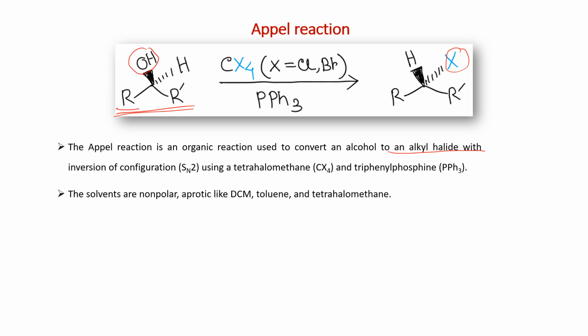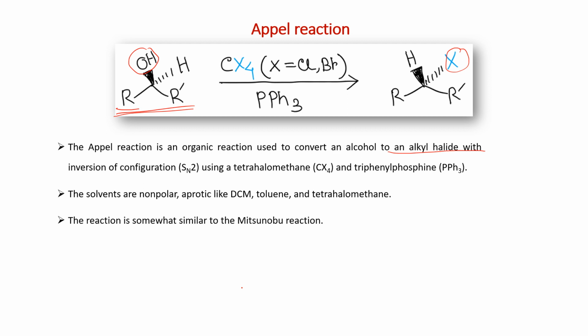Now here the solvent that we are going to use is a non-polar aprotic type of solvent like dichloromethane, toluene, tetrahalomethane. Now why is it so? It is because it is an SN2 reaction, so that is why a non-polar aprotic solvent must be used.